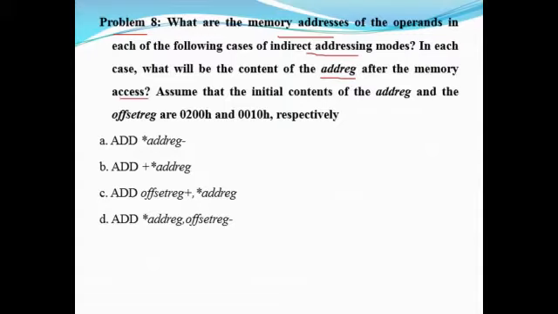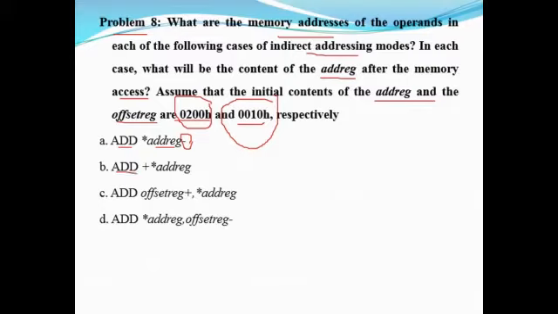Assume that the initial contents of the address register and the offset register are 0200H and 0010H. So the address register is 0200H, and the offset register is 0010H. The first instruction is given: add address register, then it is a post decrement operation which is done. You can see that here it is post decrement.